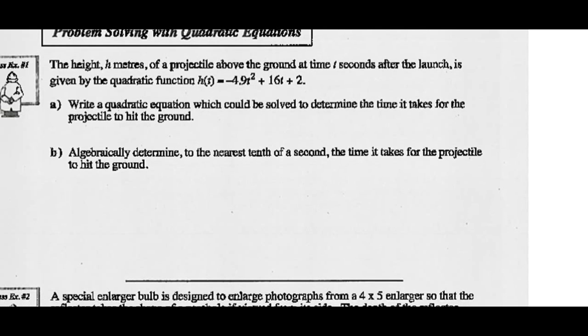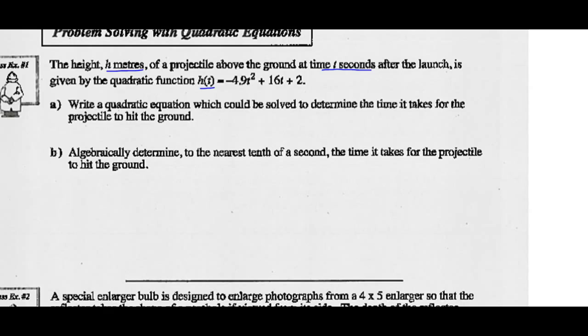The height h meters of a projectile above the ground at time t seconds after the launch is given by the quadratic equation h(t), so height in meters after time t seconds, is negative 4.9t squared plus 16t plus 2. A, write a quadratic equation which could be solved to determine the time it takes for the projectile to hit the ground.